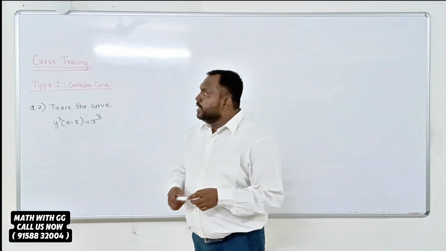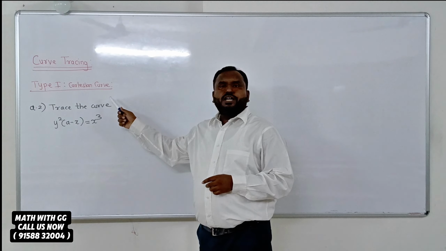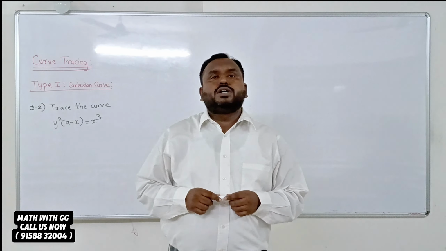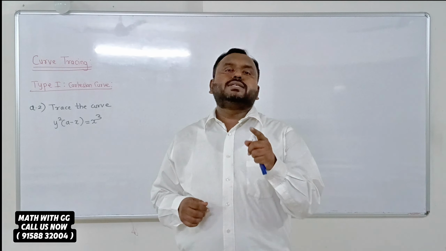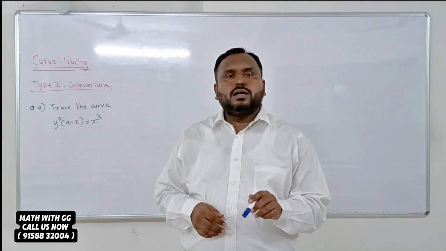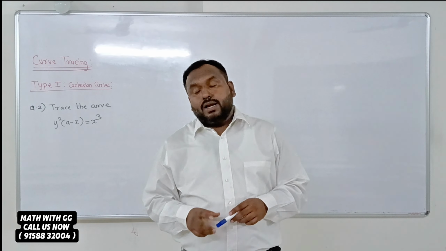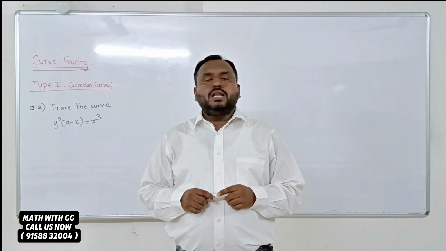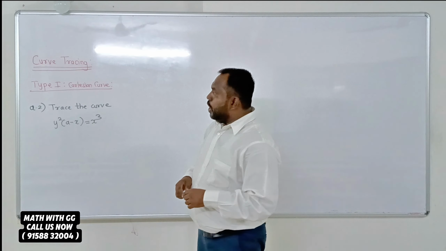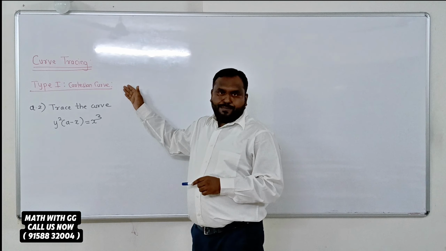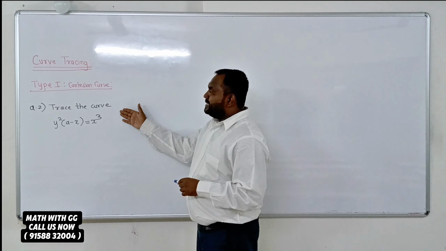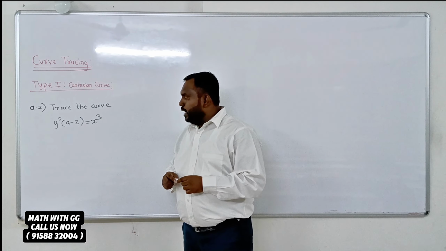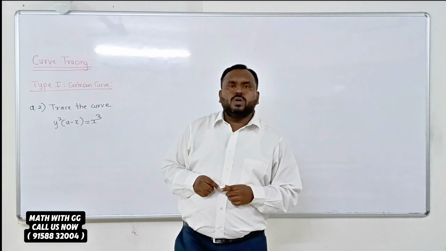Today's topic is curve tracing, Cartesian type, part 2. If you have not watched part 1, the link is in the description. We recommend you watch part 1 and then come to part 2. In this video, we are going to learn example number 2 of Cartesian curve type 1. The second example: trace the curve y square into (a minus x) equal to x cube.